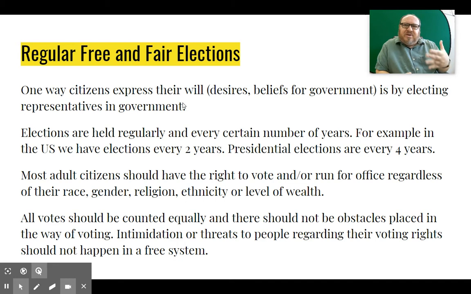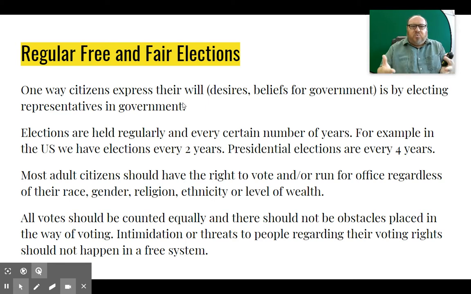You also have to have free and fair elections in a democracy. That's the way that the people express their will, their desires, their beliefs for government, by electing representatives in that government that believe the same things that they do. So elections have to be held on a regular basis, every certain number of years. Here in the US, it's every 2 years, with presidential elections happening every 4 years.